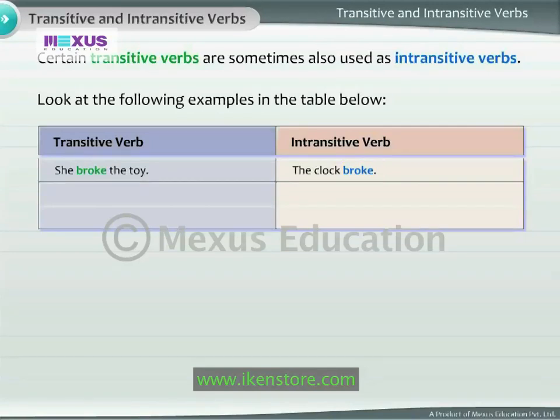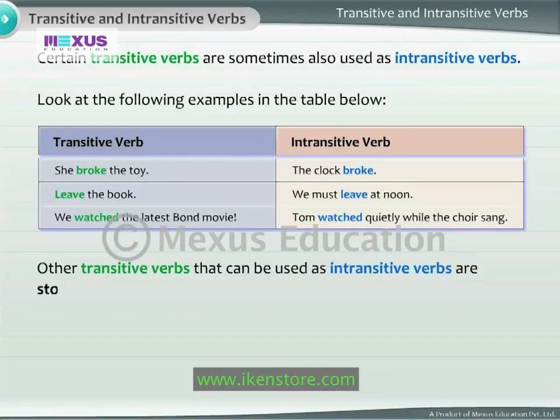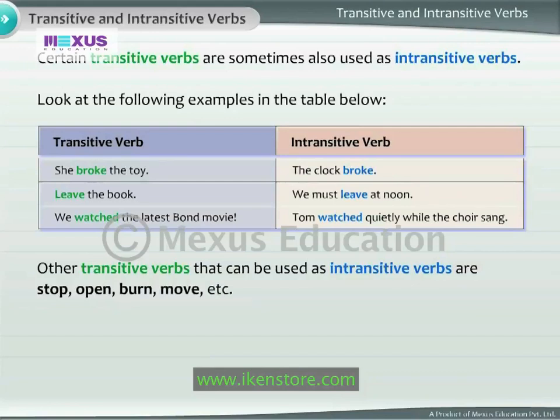Let us look at another sentence. "Leave the book." The transitive verb leave takes the object book. "We must leave at noon." The transitive verb leave is used as an intransitive verb. It is followed by the adverb of time, noon. Other transitive verbs that can be used as intransitive verbs are stop, open, burn, move, etc.